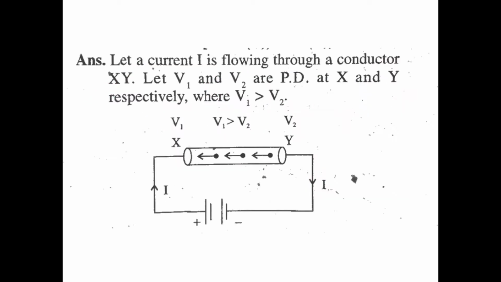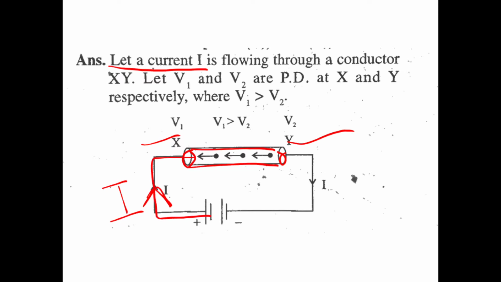So the answer is that we have to take one conductor. Here, let a current I flow. First we take a conductor X and Y. That conductor is XY. And current I is passing through the conductor XY. This is the current I which is passing through the conductor XY. This is the battery, and its positive terminal is this and its negative terminal is this.